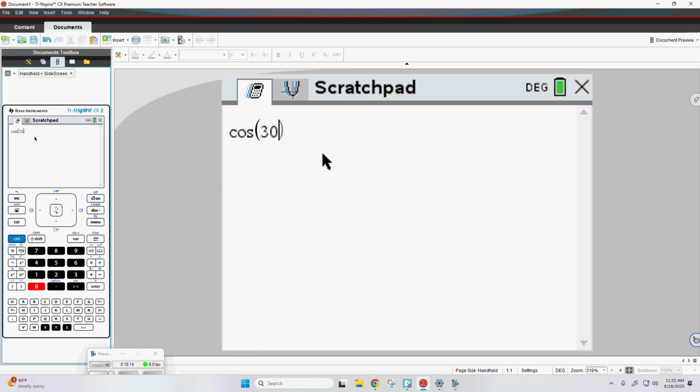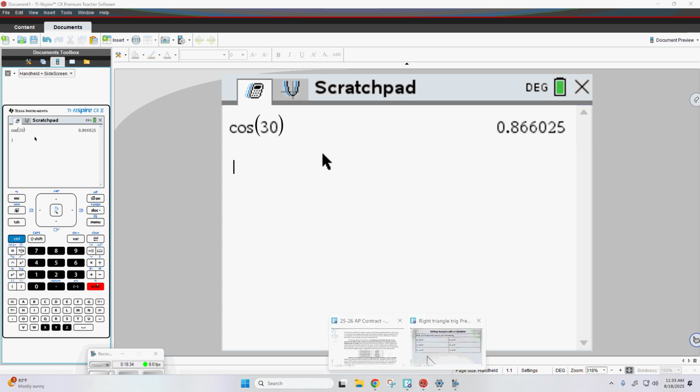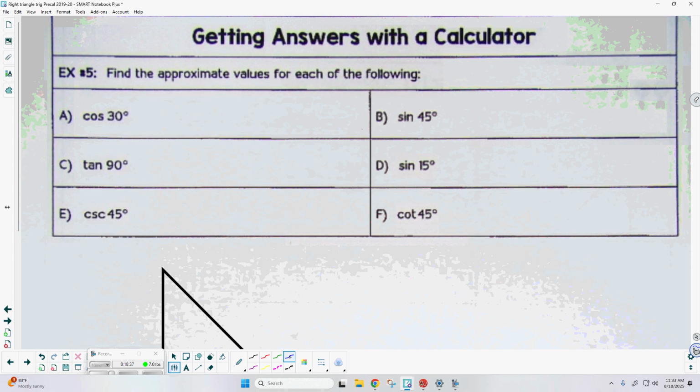Now let's go ahead and round these to the nearest thousandth. What does that mean? So 3 decimal places. So I'm going to hit cosine of 30, push enter. There we go. 0.866. That's all there is to it. So I'm going to come on back over here, and I'm going to say that the ratio is 0.866.